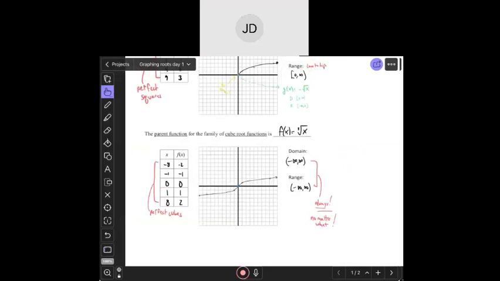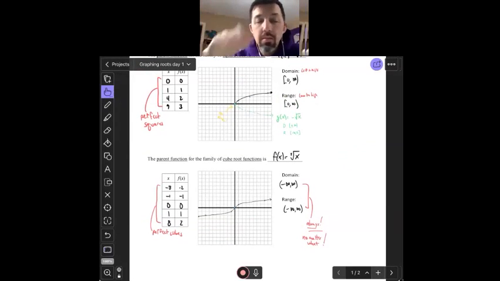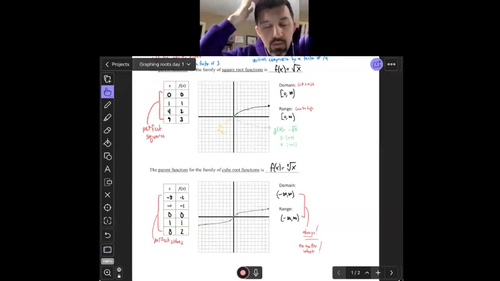So, no matter if we reflect it, no matter if we stretch it, no matter if we shift it left or right, up and down, the domain and range for a cube root will always be that. So that makes it pretty simple. The square root one will shift around, especially when we start doing shifts and stuff like that. But we saw how the reflection changed the range. But when we're doing the shifts tomorrow, we'll see how those numbers will change a little bit.